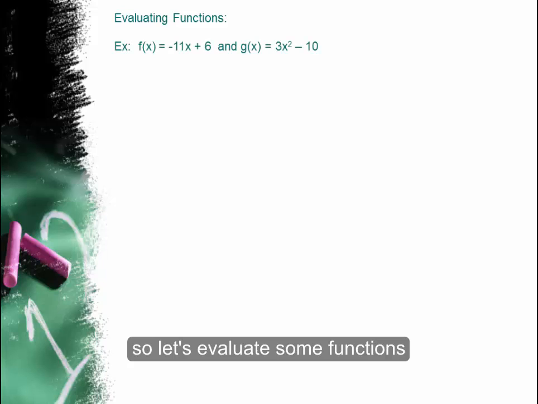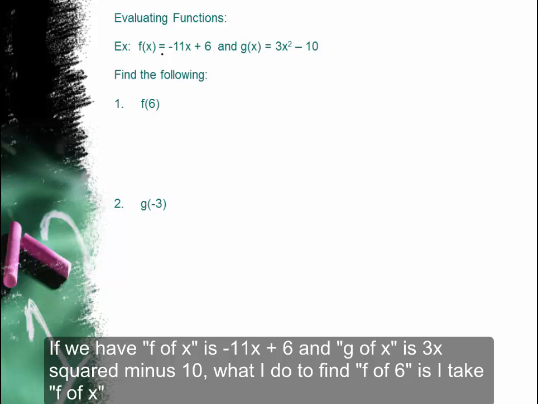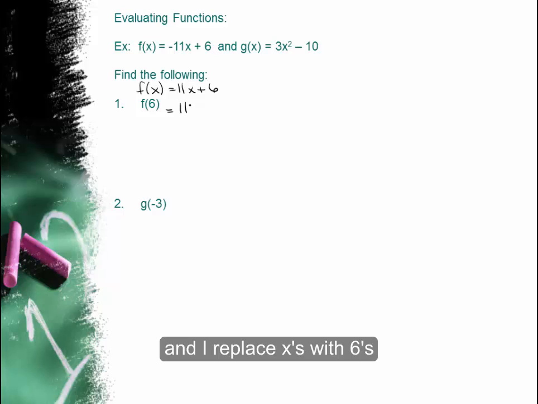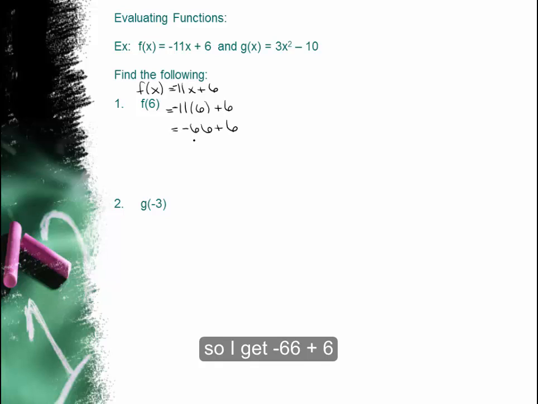So let's evaluate some functions. If we have f of x is negative 11x plus 6 and g of x is 3x squared minus 10, what I do to find f of 6 is I take f of x and I replace x's with 6's. That's negative 11 times 6. So I get negative 66 plus 6, so I get negative 60.